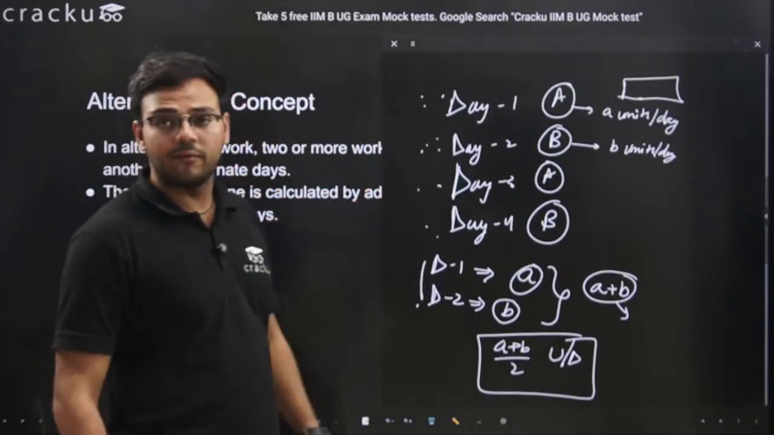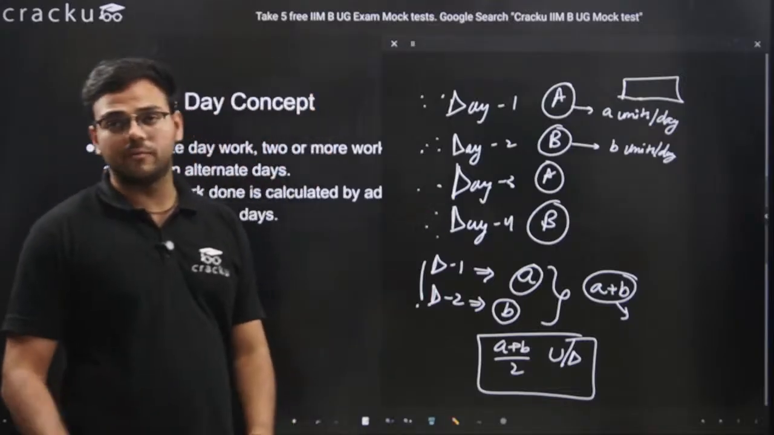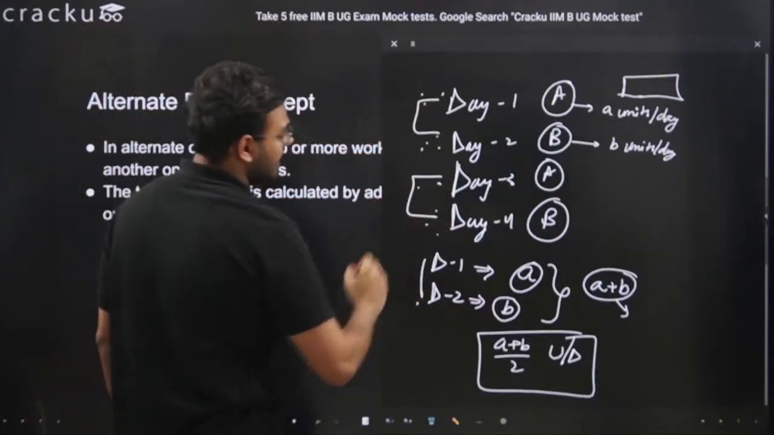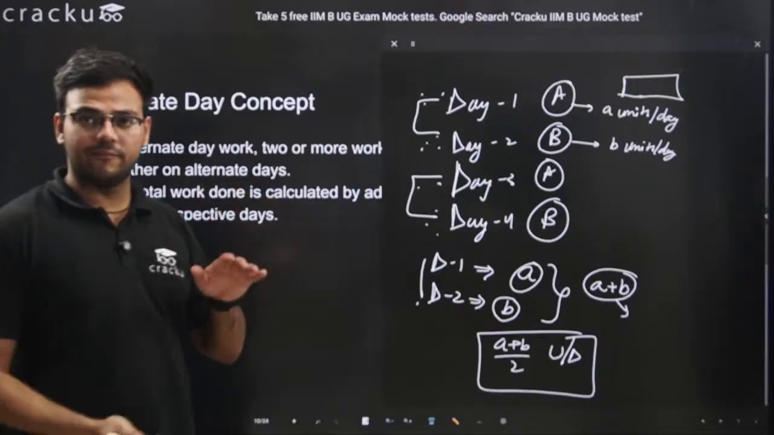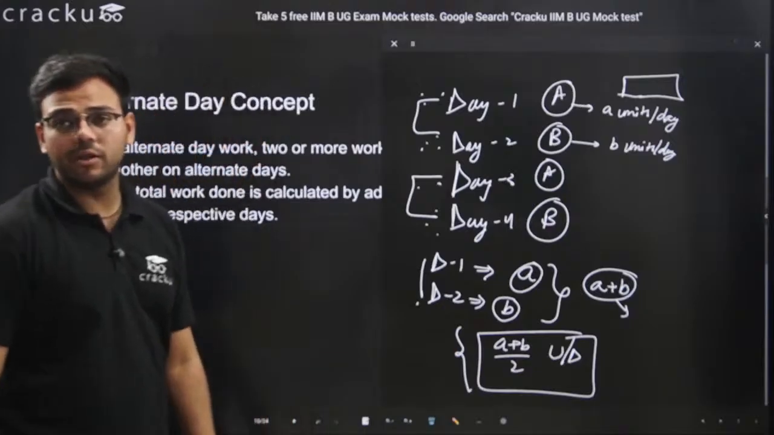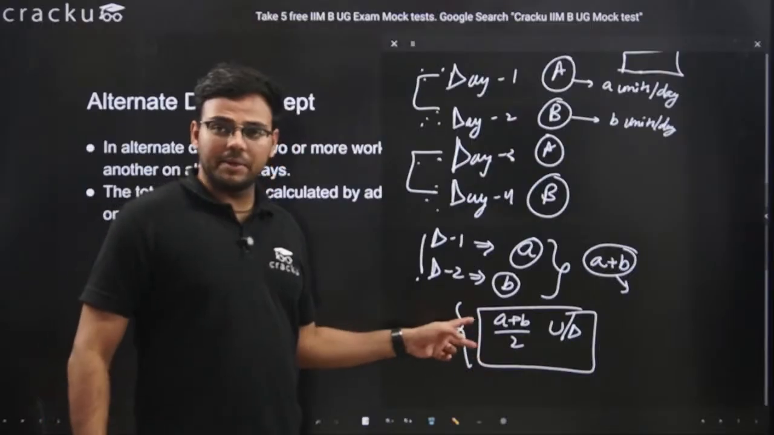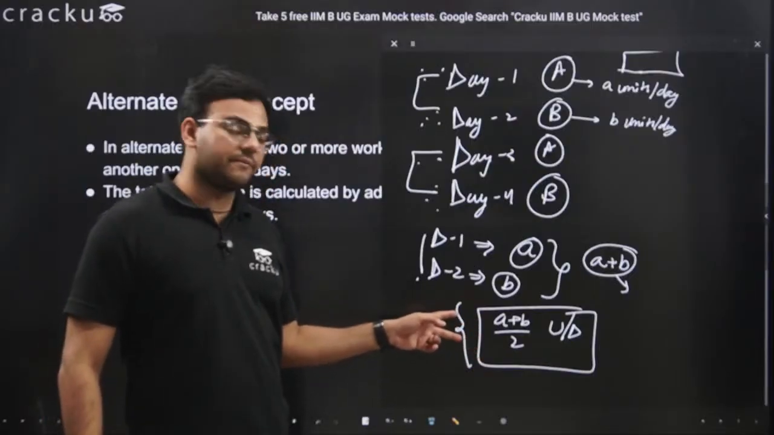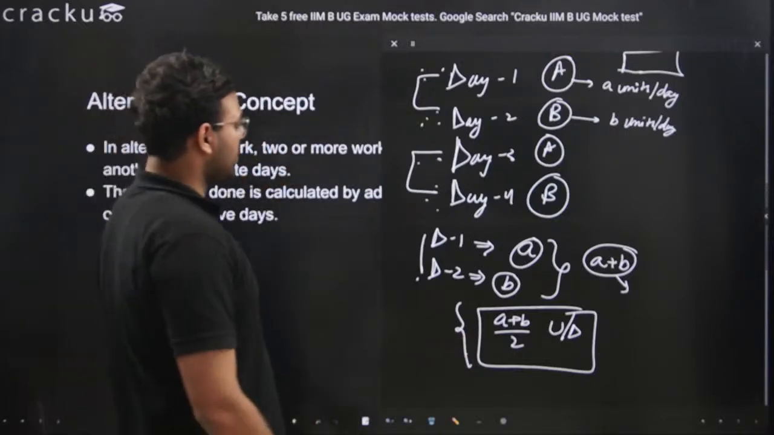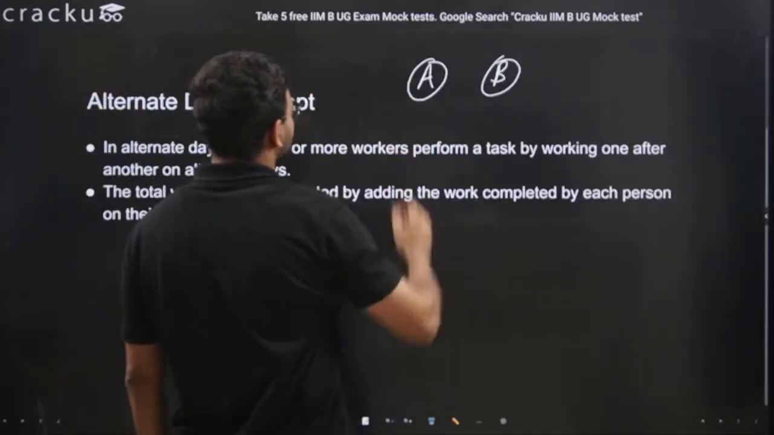Now for the third day, what is happening? On the third day again only A units of work is done, and on the fourth day again only B units. So this cycle is repeated for day 1, day 2, then day 3, day 4, at a combined efficiency of (A plus B) by 2 units per day. This (A plus B) by 2 will be their efficiency when they are working together. So this is the concept for alternate works.